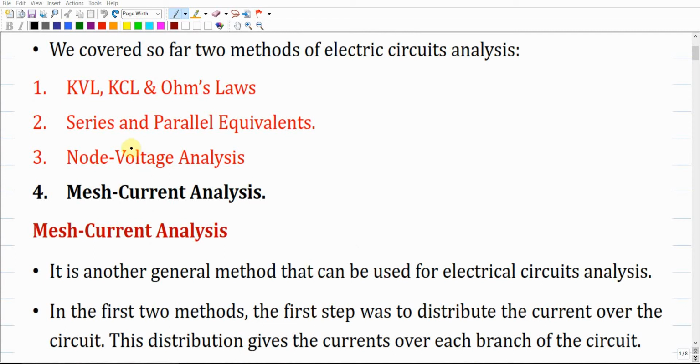For example, for the equivalent resistance method, we derived the procedure based on the Kirchhoff voltage law and current law. The same thing for the node voltage analysis. Here also I'm going to show you how the mesh current is related to the Kirchhoff voltage law and current law. Everything is related to these laws because these are the fundamental laws of electrical engineering in general.